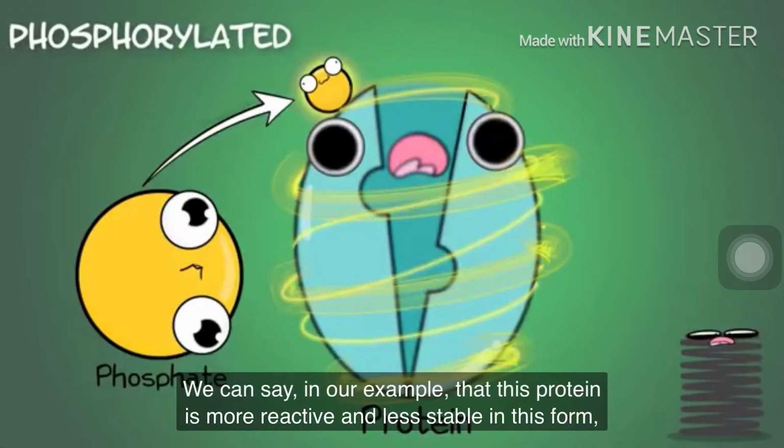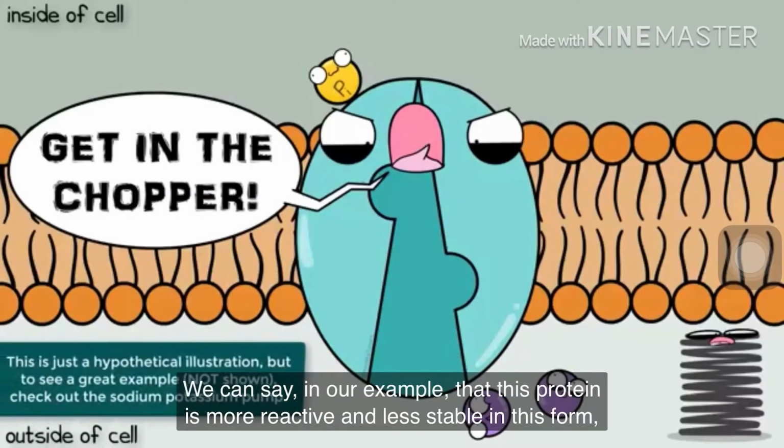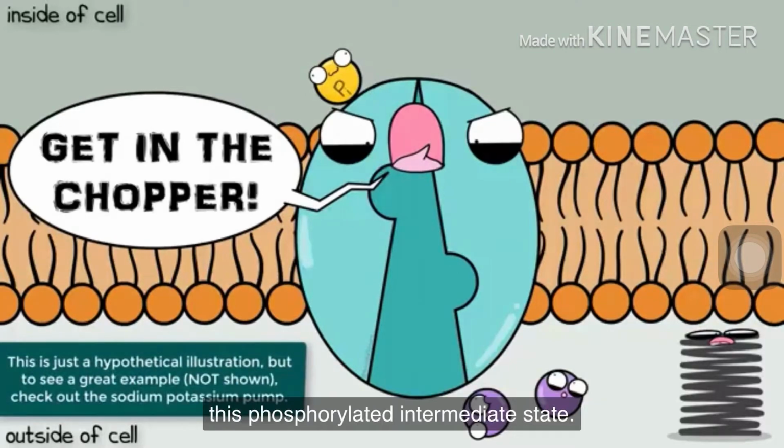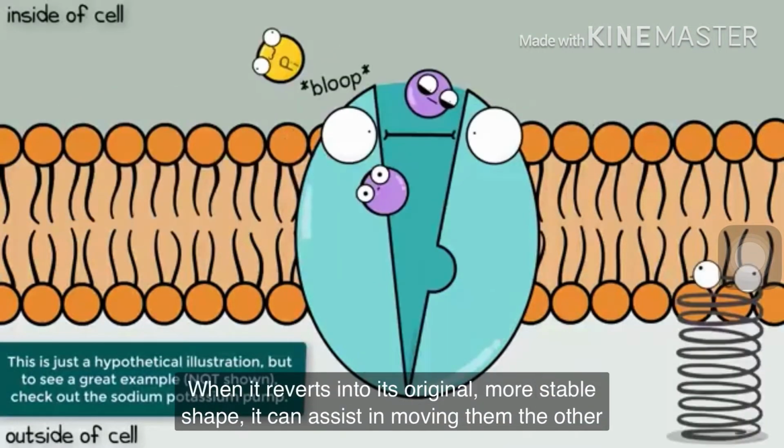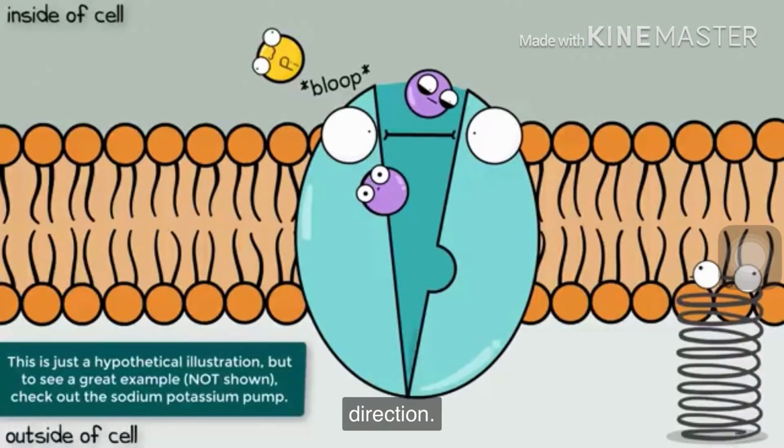Sounds powerful. We can say in our example that this protein is more reactive and less stable in this form, this phosphorylated intermediate state. When it reverts into its original, more stable shape, it can assist in moving them the other direction.